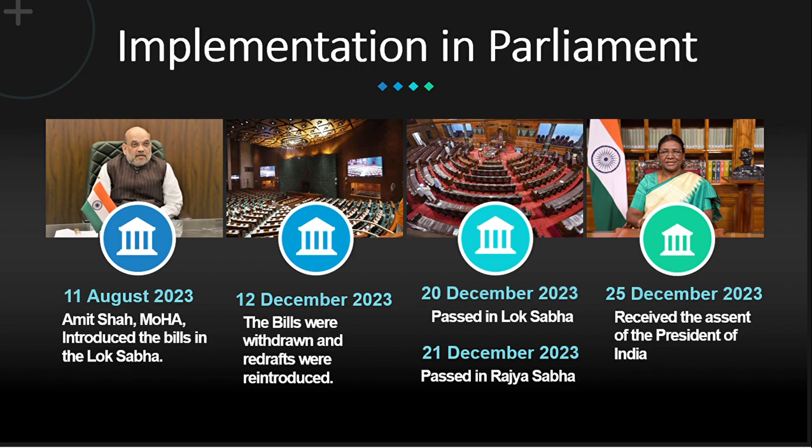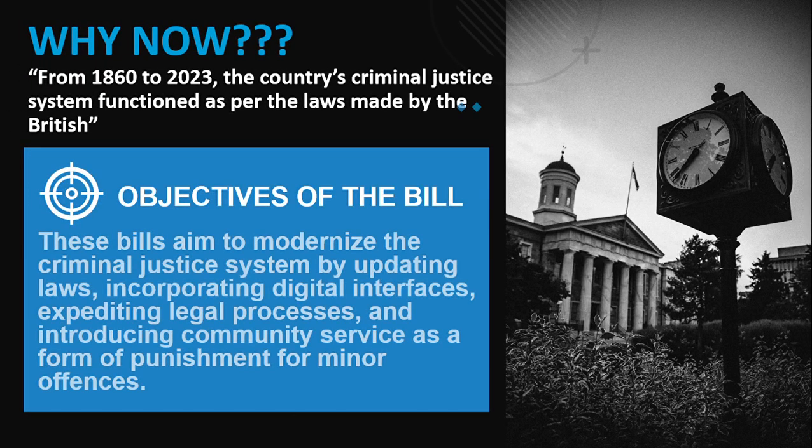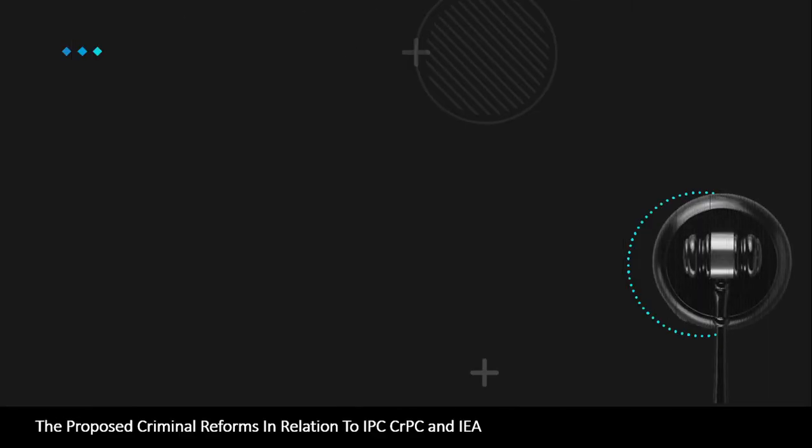So henceforth, we don't have IPC, CrPC, and IEA in action. Instead, they have been replaced by newer bills. So we'll see. Before that, why now? From 1860 to 2023, the country's criminal justice system functioned as per the laws that were made by the British. So the objectives of the bill are to modernize the criminal justice system by updating laws, incorporating digital interfaces, expediting legal processes, and introducing community service as a form of punishment for minor offences. We'll see about this in detail in the later slides.